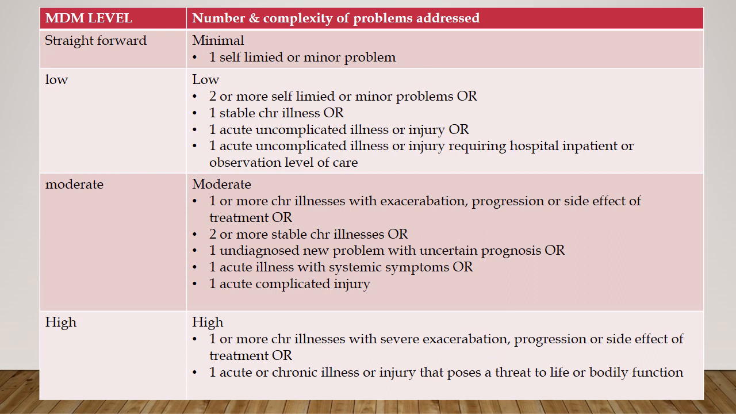Okay, so we want to understand what is this self-limited minor problem, what is stable chronic illness, what is acute uncomplicated illness, like that. You need to understand first. Then only can we identify which section a particular problem comes under, minimal or low or moderate. Okay, so first I will explain what is self-limiting problem, stable chronic illness, acute uncomplicated illness. Then I'll come back again to this table.